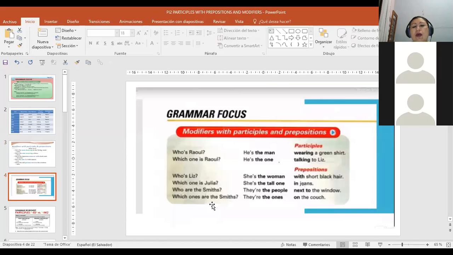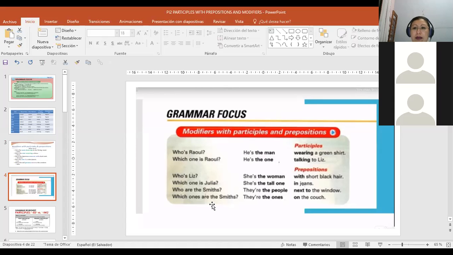Who's Raul? He's that man wearing a green shirt. Which one is Raul? He's the one talking to Liz. Who's Liz? She's the woman with short black hair. Which one is Julia? She's the tall one in jeans. Who are the Smiths? They are the people next to the window. Which ones are the Smiths? They are the ones on the couch.